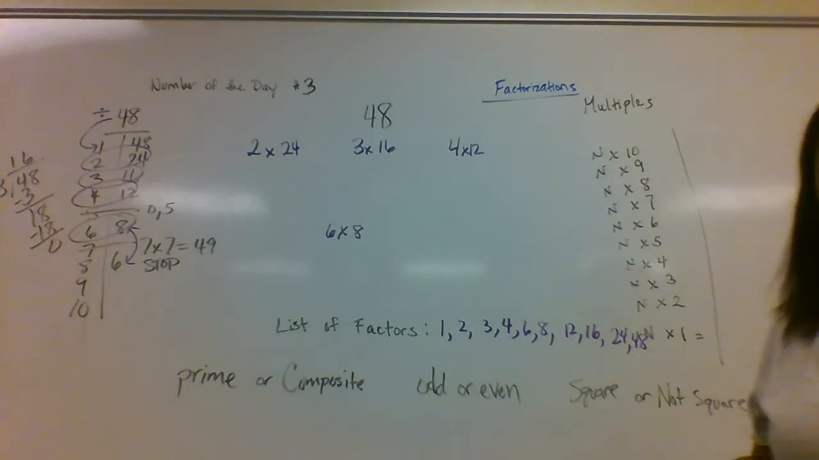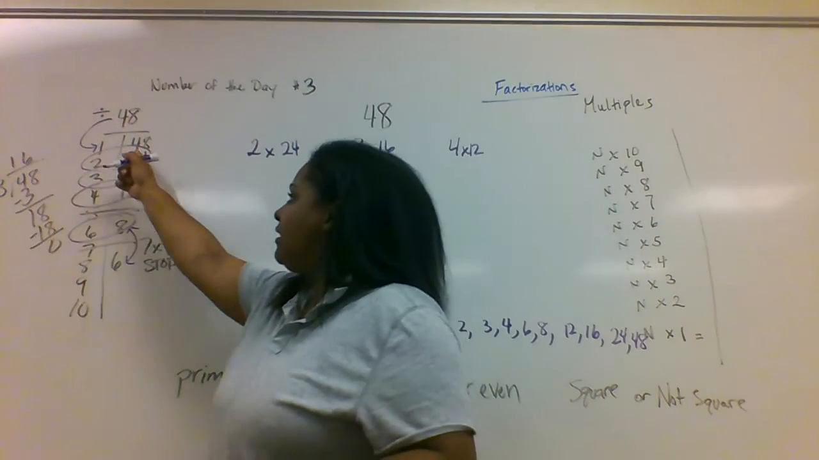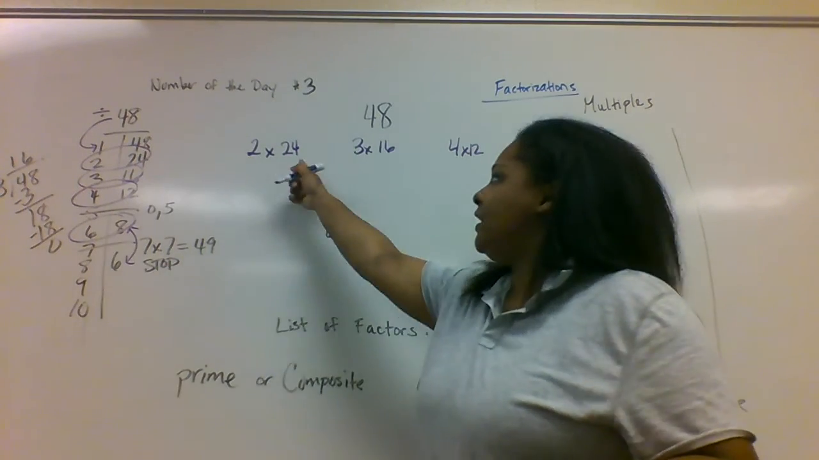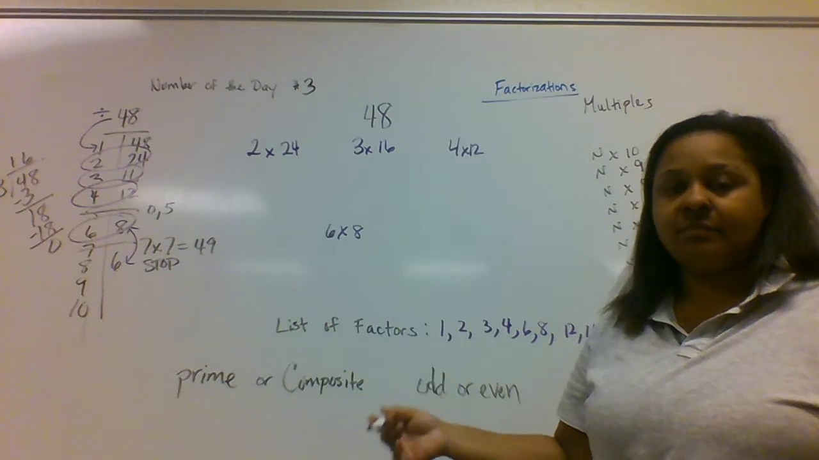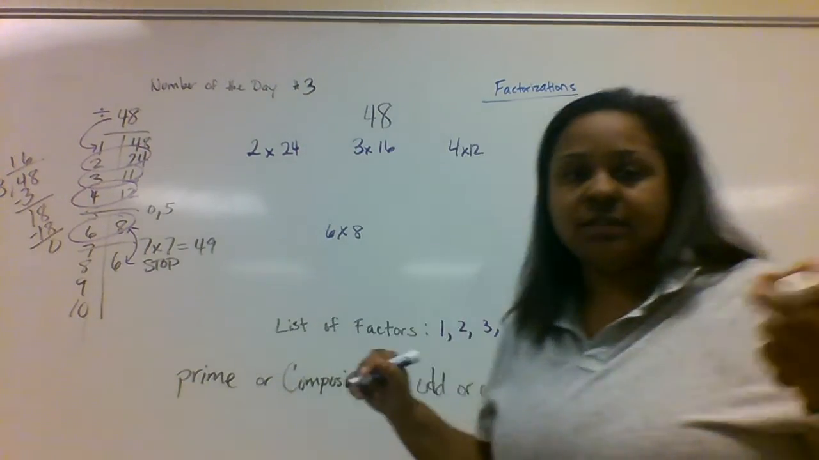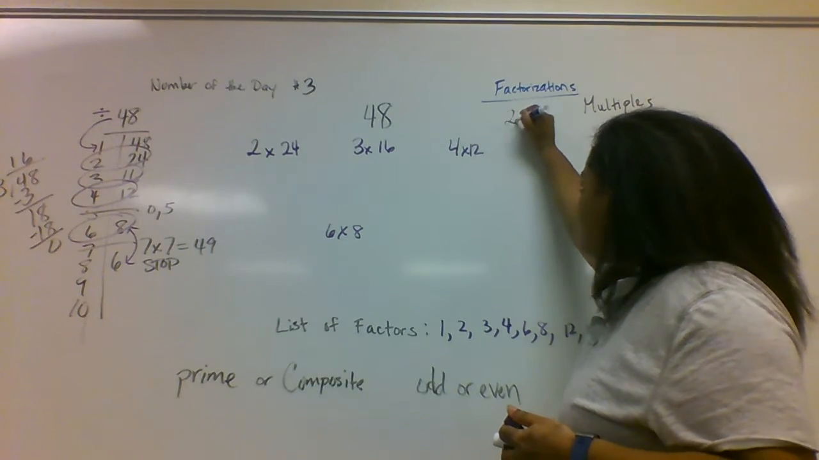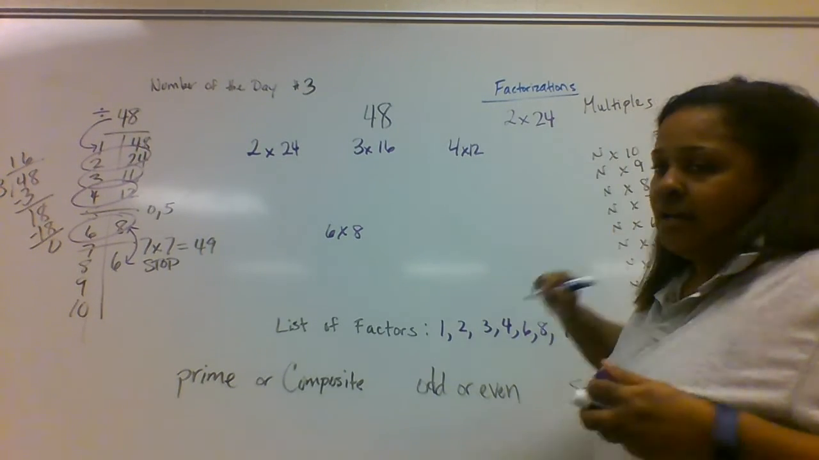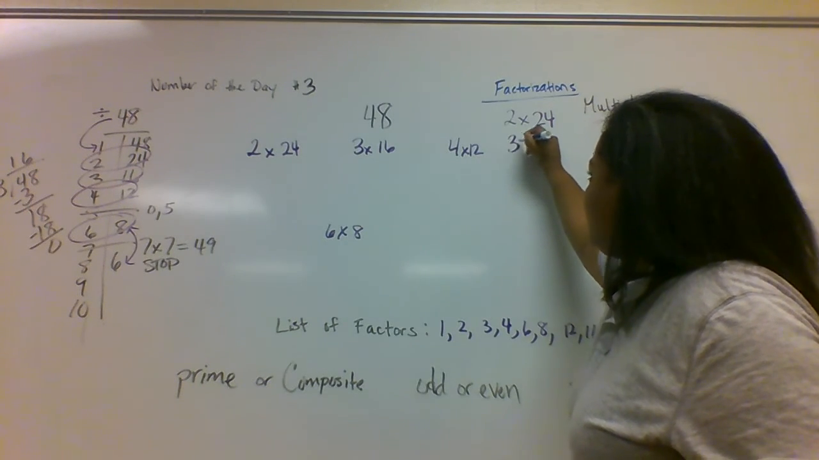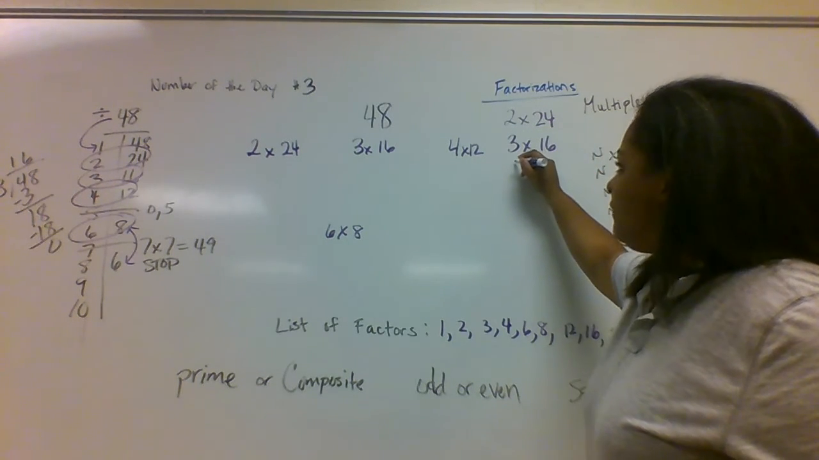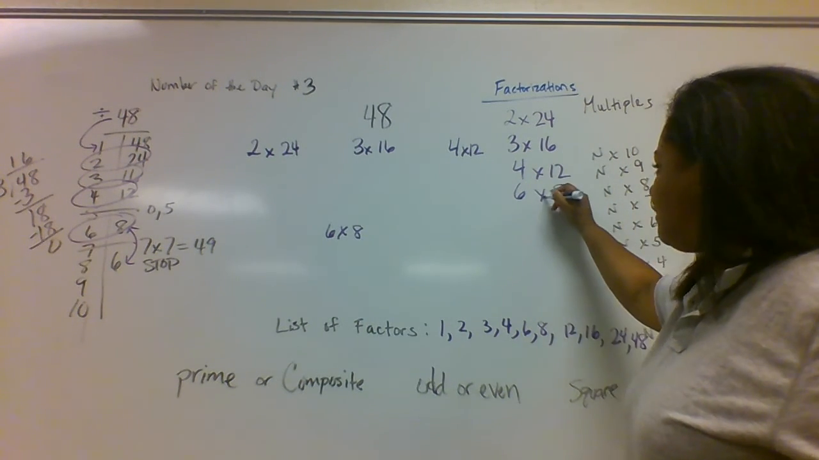All right, now I'm going to talk about the factor trees or the factorizations. So all I did was I took the factor pairs and I started trees with the factor pairs. The only factor pair I did not use is the 1 times 48. So I'm going to go ahead and list these factorizations because, even though they're only factor pairs, these are factorizations of 48.